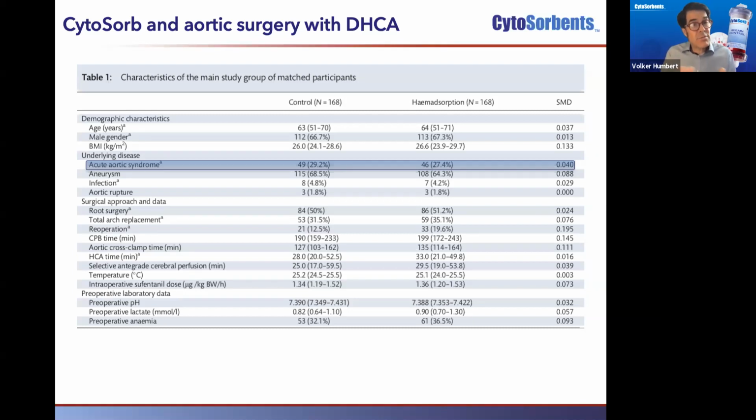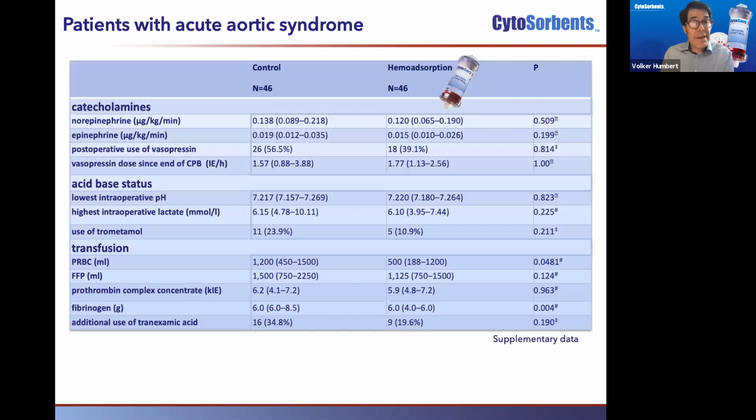Here you see that quite some patients, or the majority, had an aneurysm. This is more a kind of elective surgery, where the patients also benefited from the intraoperative use of Cytosorb therapy. However, those patients with this acute aortic syndrome, so those patients with aortic dissection, seem to benefit even more in this setting. And when you compare those aortic syndrome patients, the control patients and the hemoadsorption patients, here we have 46 on each side, you saw that, especially in regard to transfusions, there was a significant difference.